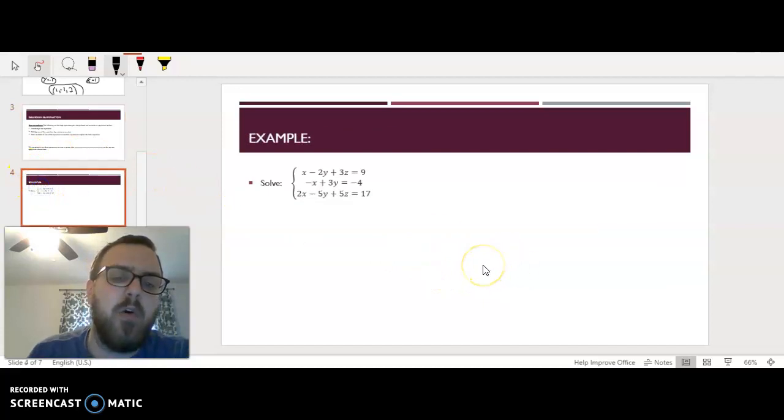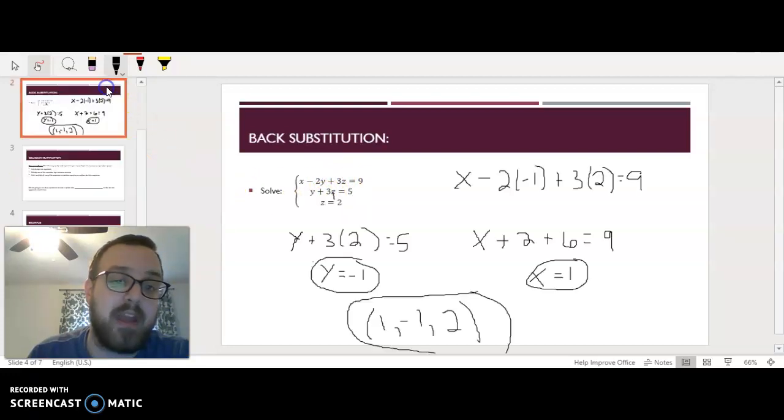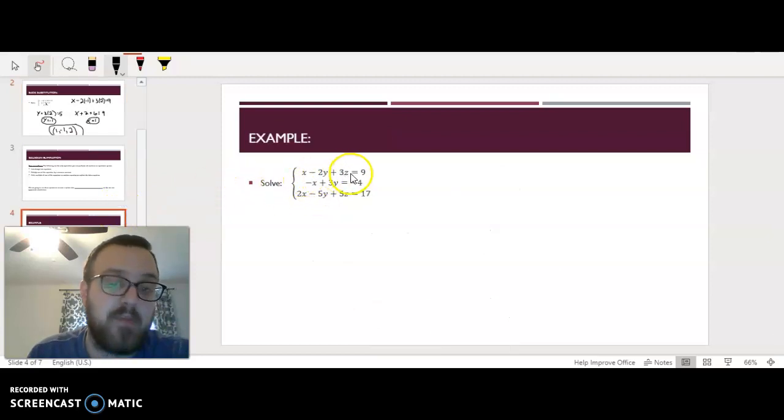All right, so what does that look like? What do we have to do here, Mr. Guy? I'm confused. Well, basically our goal is to create a system where the top equation has all three variables, the second equation has two variables, and the last equation has one variable. If you go back and look at this example, notice my bottom equation has one variable, z, my next equation has y and z, and the top one has x, y, and z. We want this to look the same, where we're losing a variable as we go down.